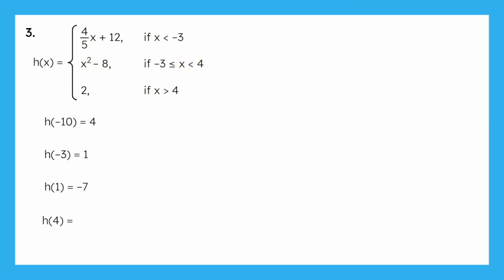The upper end of the domain of the second interval is x is less than 4, but not equal to. And the third interval has a domain of x is greater than 4, but also not equal to. So the x value of 4 isn't actually included in the domain of the piecewise function at all. So here, h of 4 is undefined.